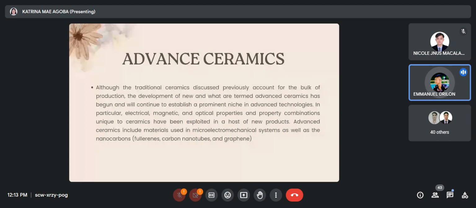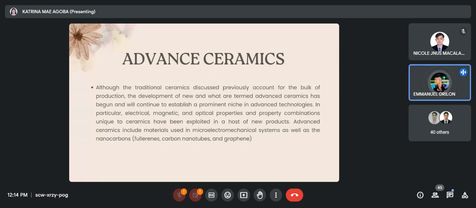Although the traditional ceramics discussed previously account for the bulk of production, development of new and what are termed advanced ceramics has begun and will continue to establish a prominent niche in advanced technologies. In particular, electrical, magnetic, and optical properties and property combinations unique to ceramics have been exploited in a host of new products. Advanced ceramics include materials in microelectromechanical systems as well as the nanocarbons.